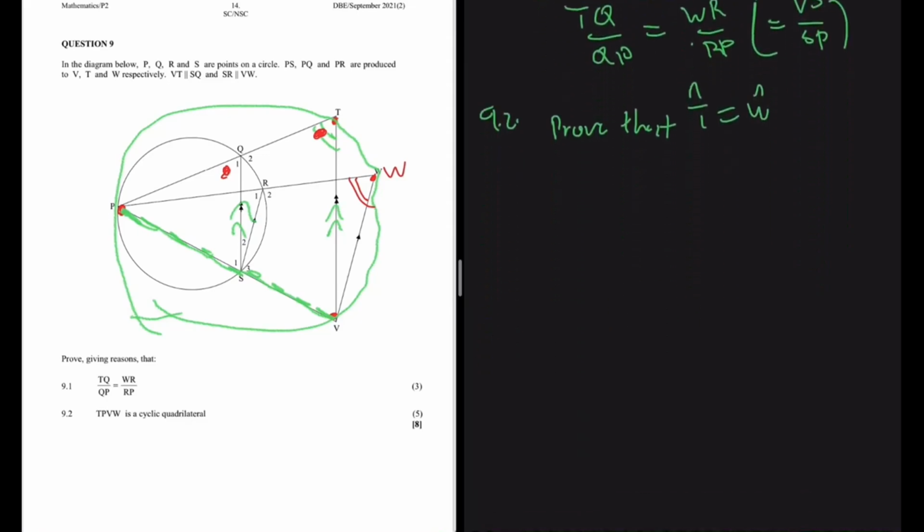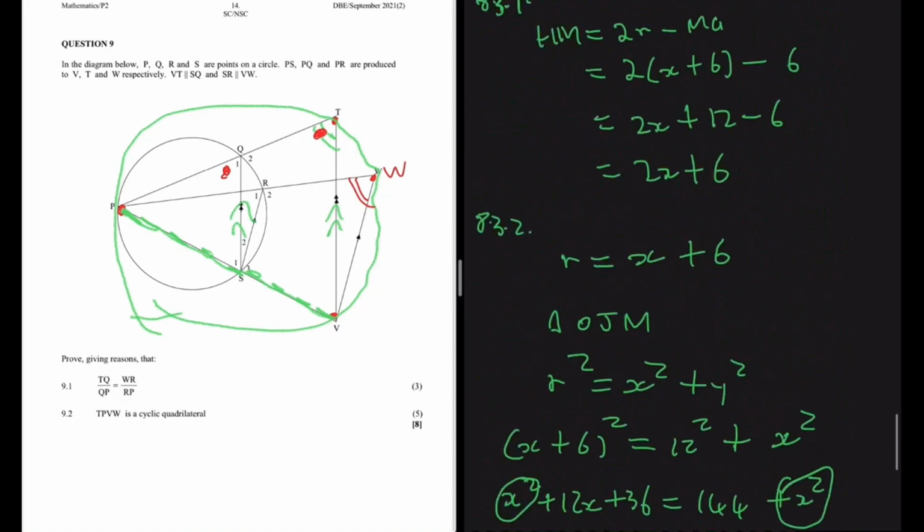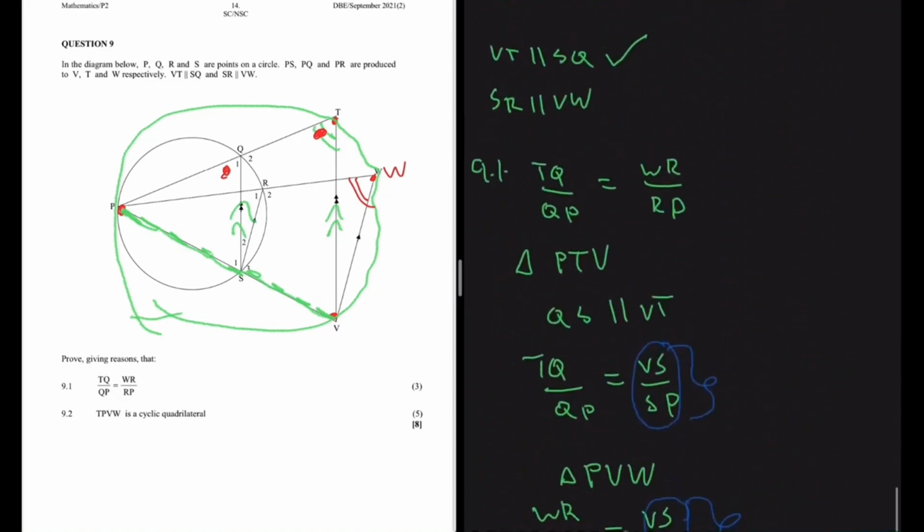So let's write that down for the sake of clarity. We're saying Q1 is equal to T because they are corresponding angles, right? And then let's go back to our keywords. We've used the first one, we're only left with the second one, SR and VW. If SR is parallel to VW, then angle R1 should be equal to angle W. They are also corresponding angles.